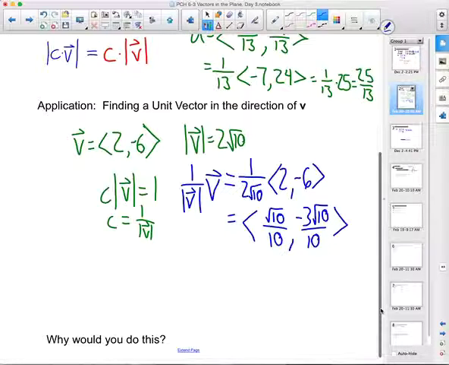Okay? So this is what's cool about this. Now I have the same direction. I know I'm pointing the same direction as vector V was. My magnitude, though, equals 1. Okay? And the question here is, why in the world would we want to do this? What do you think?